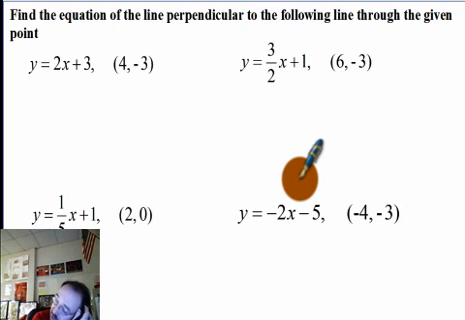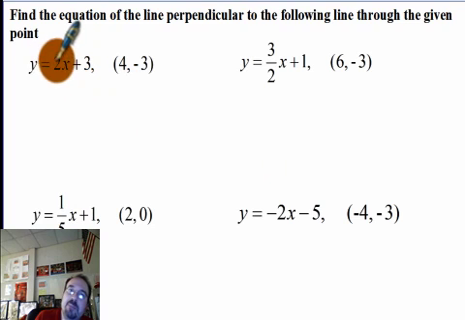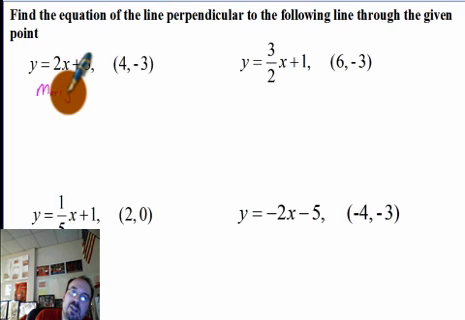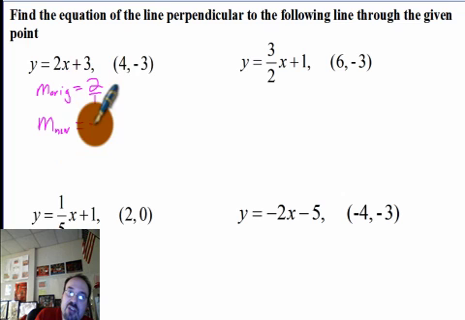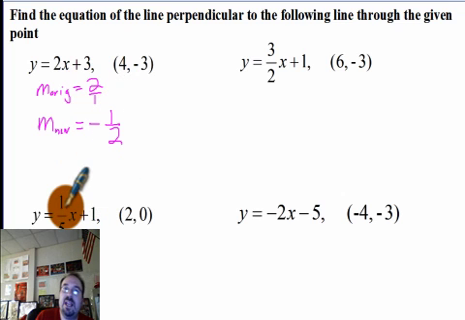Okay, so now we're going to talk about lines that are perpendicular to another line. So let's look at some examples of that. If I look at my first one here, my original slope is 2. So my new slope is going to be, well, you take the 2, you write it over 1, so you can flip it and change the sign, and your new slope should be -1/2.